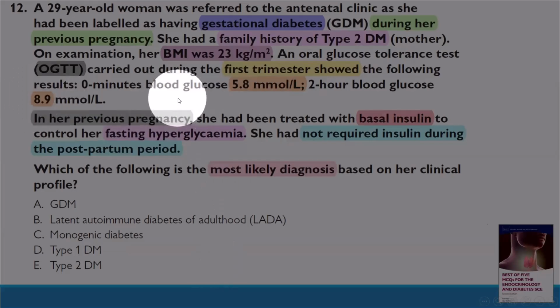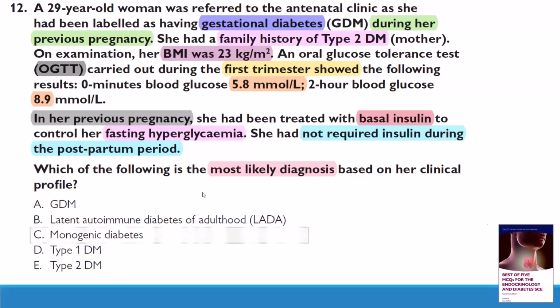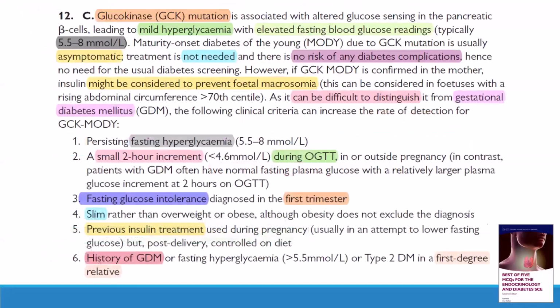We should suspect glucokinase. In the previous pregnancy she received basal insulin, which controlled fasting hyperglycemia, and did not require insulin postpartum. What is the most likely diagnosis? Yes, you are right. It is MODY diabetes mellitus, a monogenic diabetes mellitus, and especially glucokinase. So glucokinase MODY presents with mild fasting hyperglycemia and mildly elevated 2-hour glucose. The patient is asymptomatic, does not require treatment, and has no complications. Insulin therapy might be considered in pregnancy to prevent fetal macrosomia.